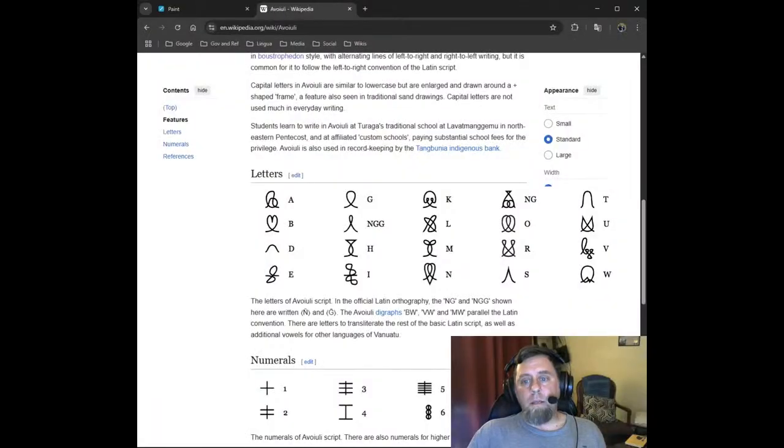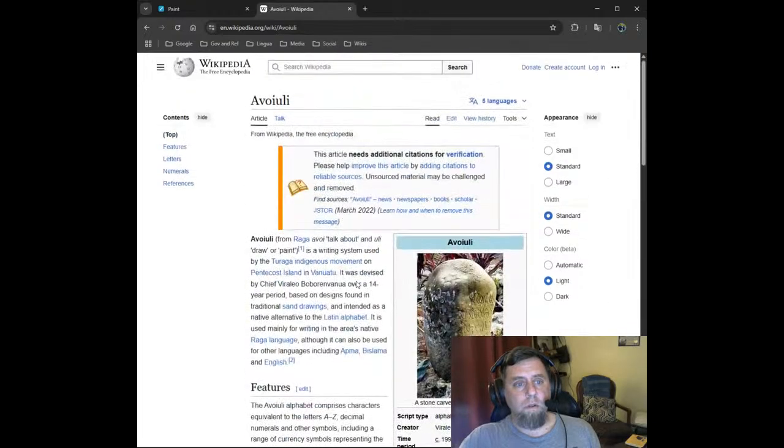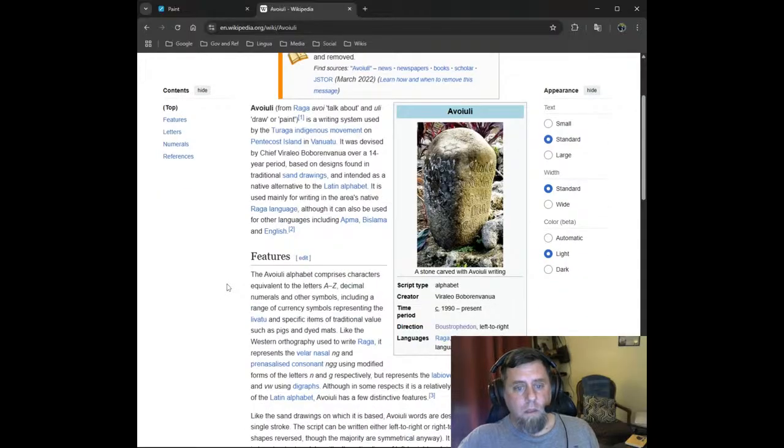So, what I did before tonight's stream is I looked up some alphabets that are not descendant from Phoenician. There are quite a few of them, believe it or not. This one is called Avoyuli, I believe. Avoy means talk about, and Uli means draw or paint in Raga. It was created around 1990. It is read boustrophedon, starting left to right. It's used for 3 different languages and other languages in Vanuatu.